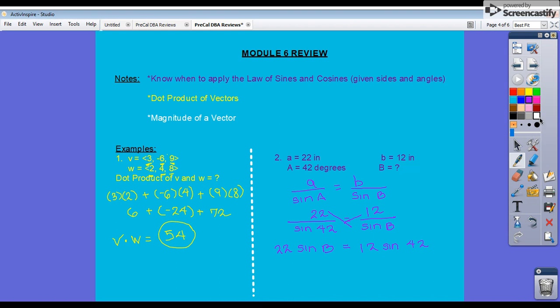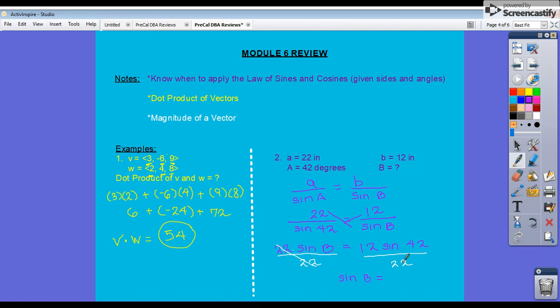Now, I almost have b by itself, so first I'm going to get rid of what sine of b is being multiplied by, and that's 22. I'm going to divide 22 on both sides. Whatever I do to one side, I do to the other. So, very important here, I have sine of b equals 12 times sine of 42 divided by 22. You'll put this in the calculator, but please make sure when you are calculating this, you press equals after 12 times sine of 42. Press equals after the numerator and then divide that value by 22.